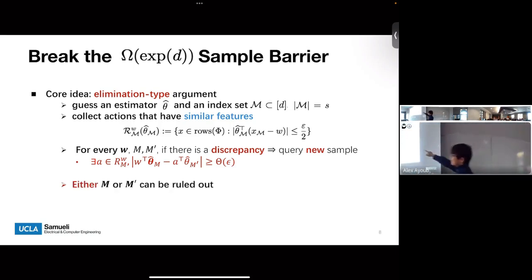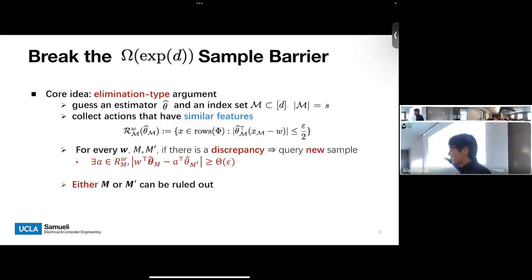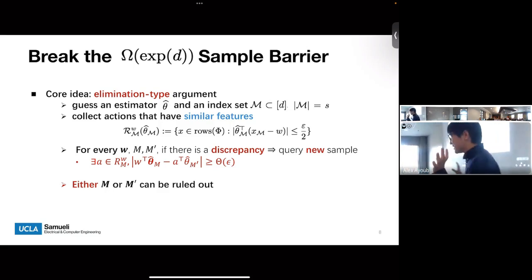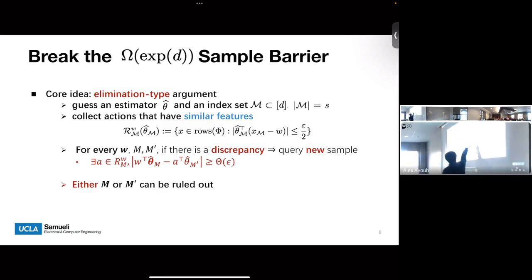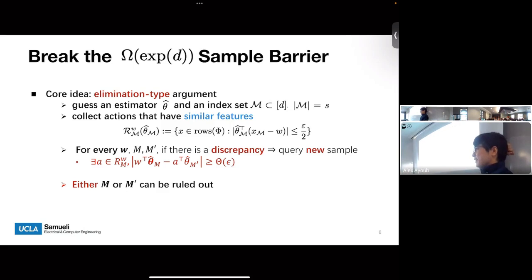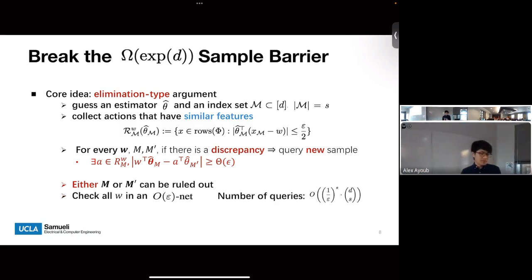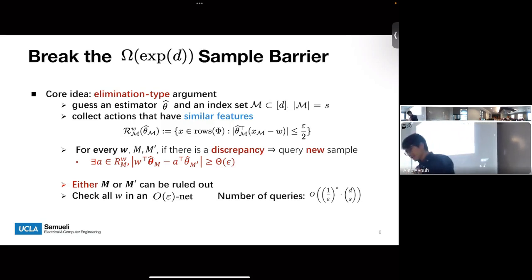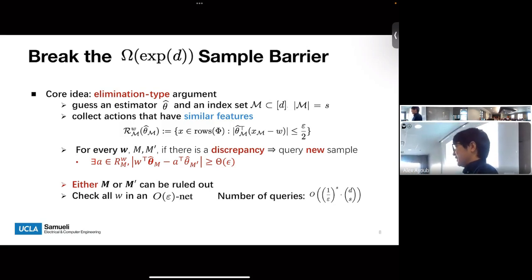Once you query the action, you know that at least one of them is incorrect, because they have a discrepancy. So if you query one action, then one index can be ruled out for every W. That's the idea: any query can rule out one such group. Based on this idea, the total number of queries should be of the order of the number of elements in the cover.